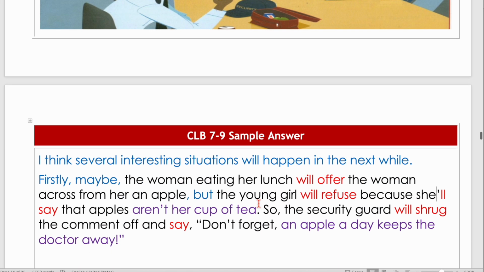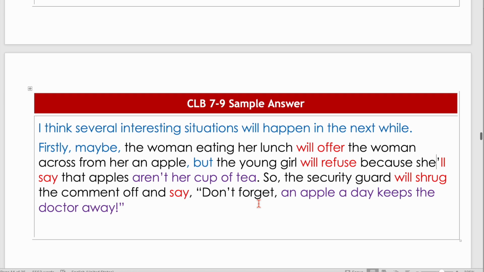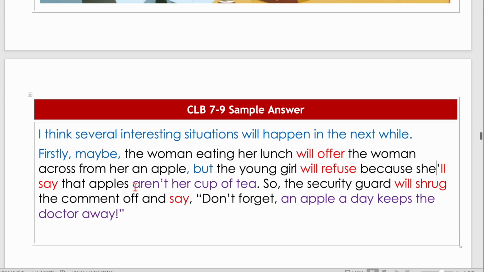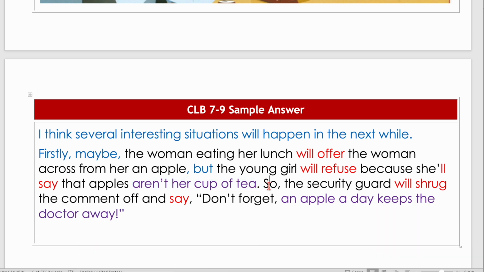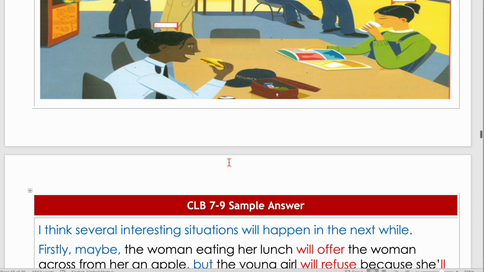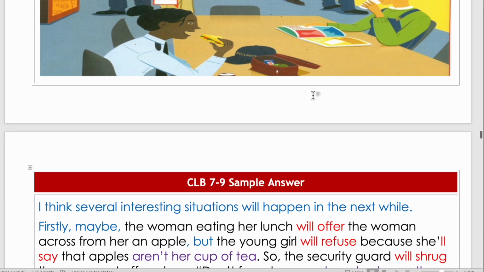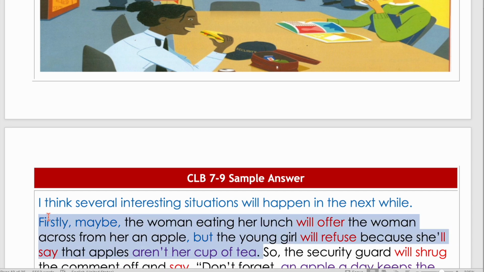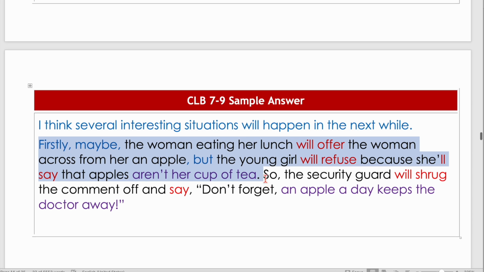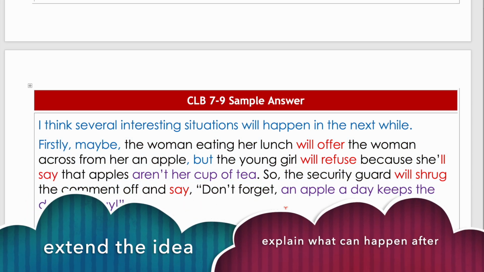And then the other thing is, of course, language-wise, we said here, apples aren't her cup of tea. That's a great expression to use here. Great. And now we're going to extend. Higher levels, we can extend the idea. Even though 7 to 8s might be able to say something like this, 9s, we need to try to extend it. So what happens in the extension?